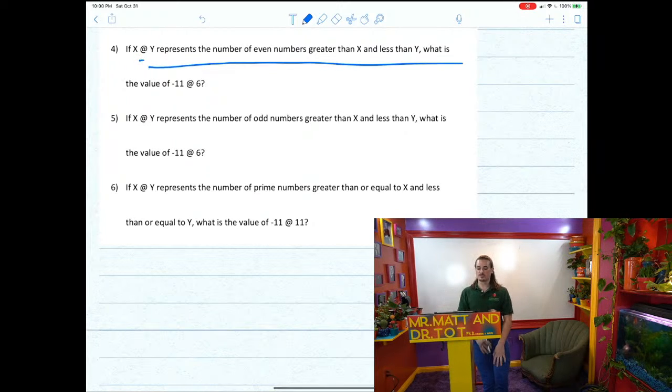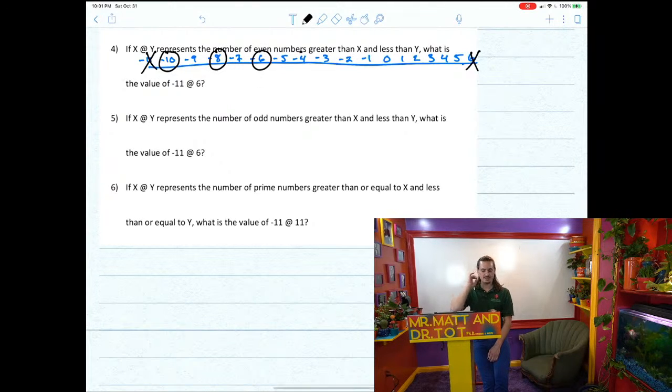They have to be greater than negative 11 and less than positive 6, so we can't count the endpoints here, so negative 11 and positive 6 are out. And then we're looking for the even numbers. So we're going to have negative 10, negative 8, negative 6, negative 4, negative 2. Remember to include 0, positive 2, and positive 4. So that's going to be 1, 2, 3, 4, 5, 6, 7, 8 even numbers greater than negative 11 and less than positive 6.